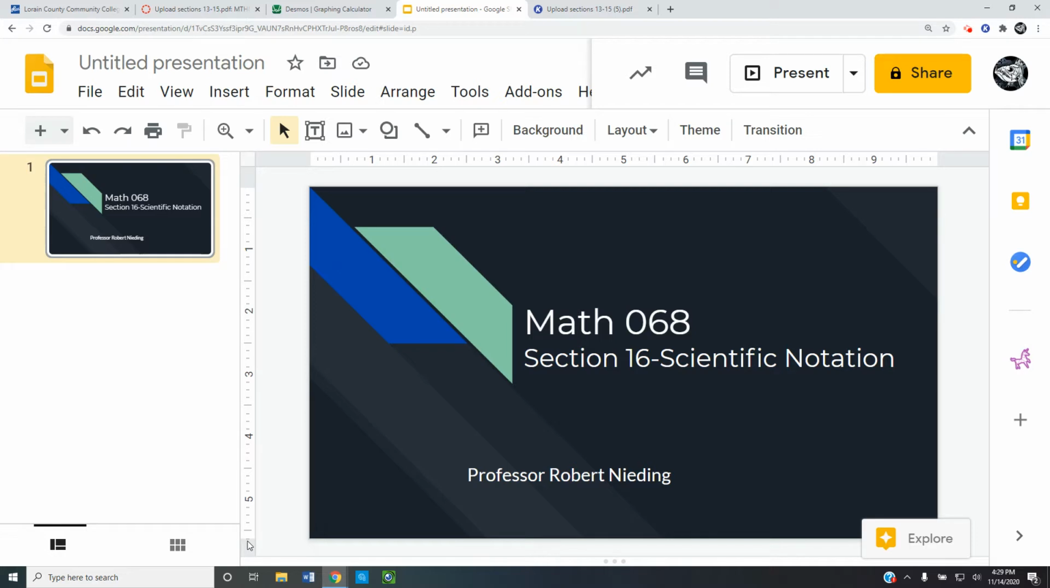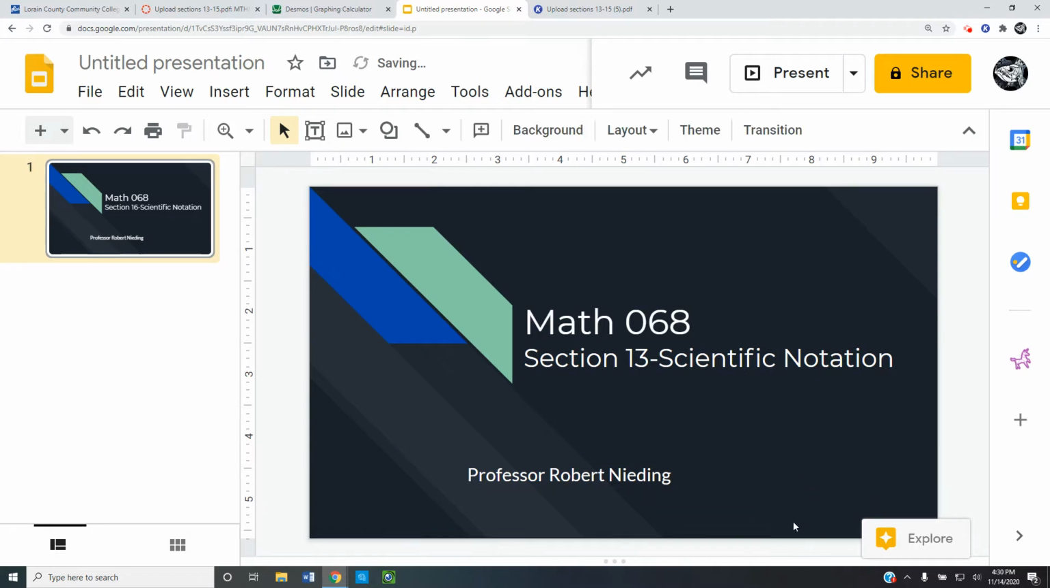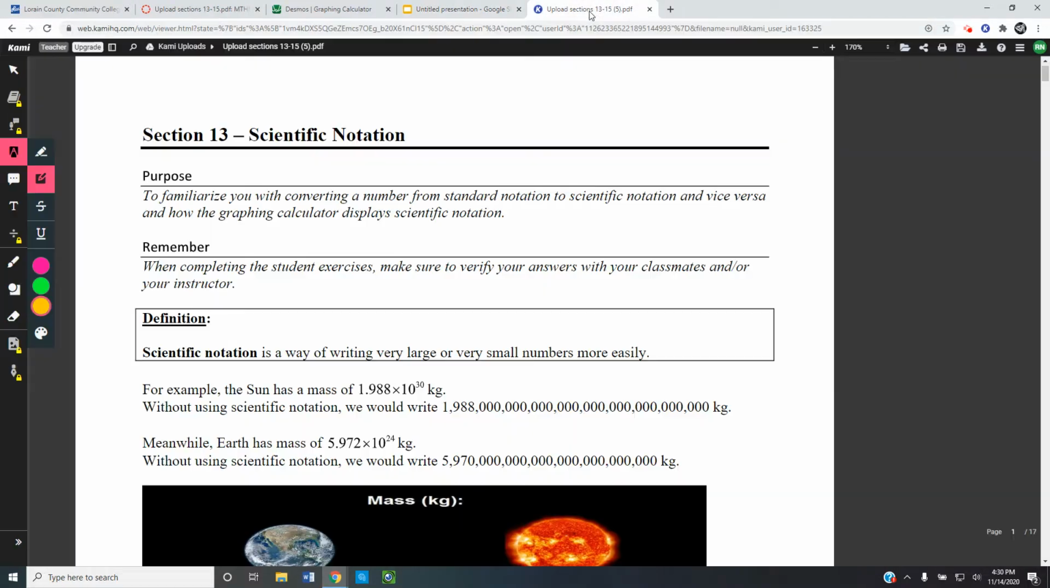This is going to be for us Section 13, scientific notation. In scientific notation, really what we're going to cover is how to write numbers which are incredibly large and incredibly small. This really shouldn't be a difficult chapter for us. And you could use just a standard scientific calculator or a standard calculator. You could use a graphing calculator or you could use Desmos. You could use any of those particular ones and we'll get the job done just fine.